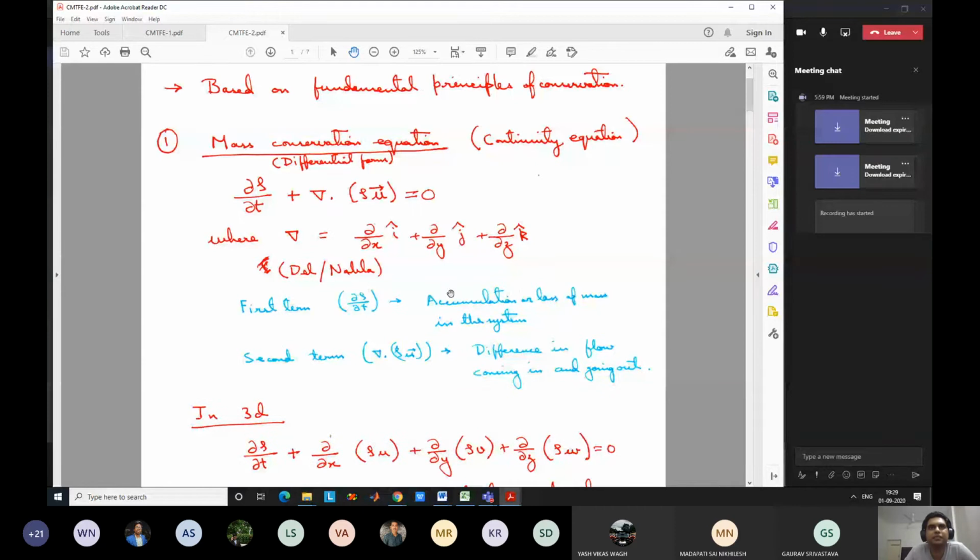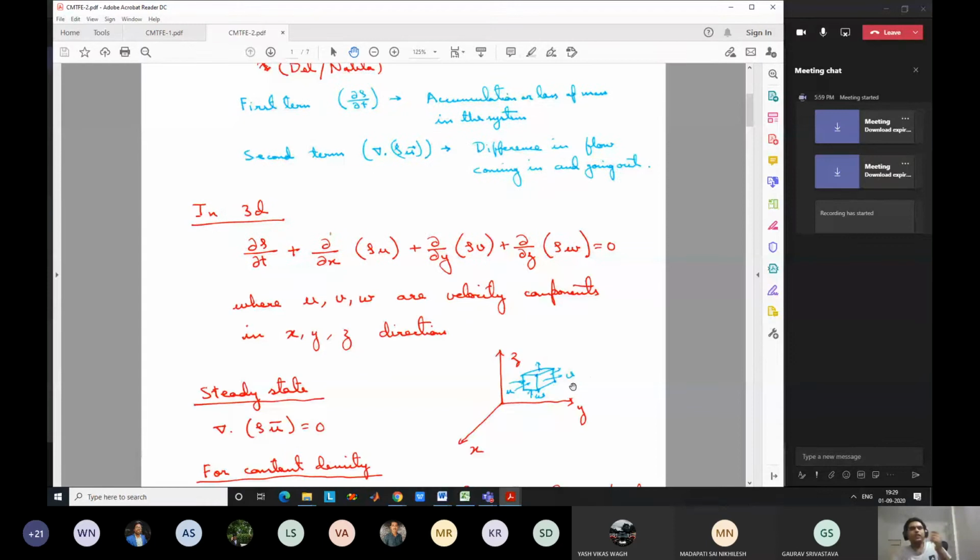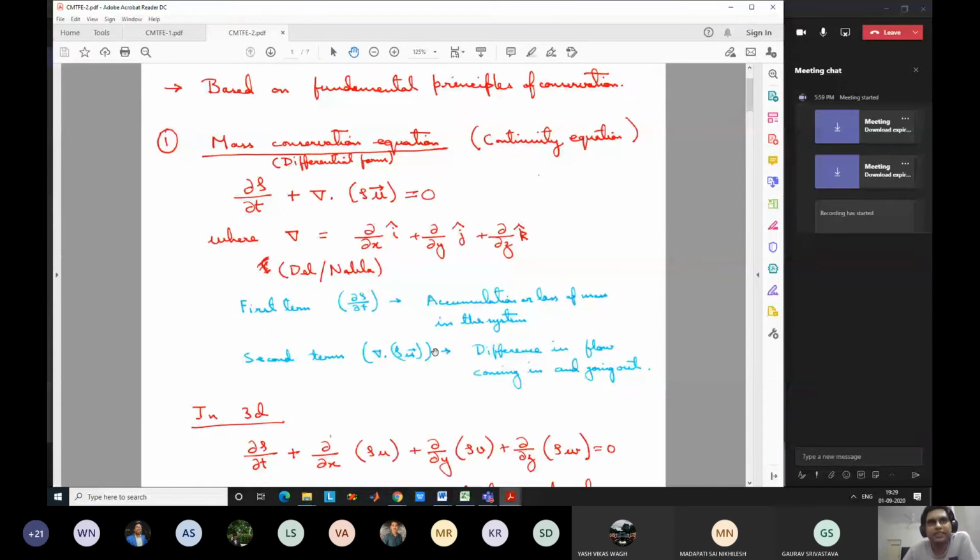What does the second term represent? It represents the difference in flow coming in and going out. So there are flows from all the directions. What is the sum total of that? Flow does not mean only velocity, right? What is the flow, like volume of flow? Sorry, mass of flow. Rho into V into delta x delta y, like this you have to calculate. So ultimately, based on that you calculate what is the total flow and is there any net flow into the system or net flow out of the system.